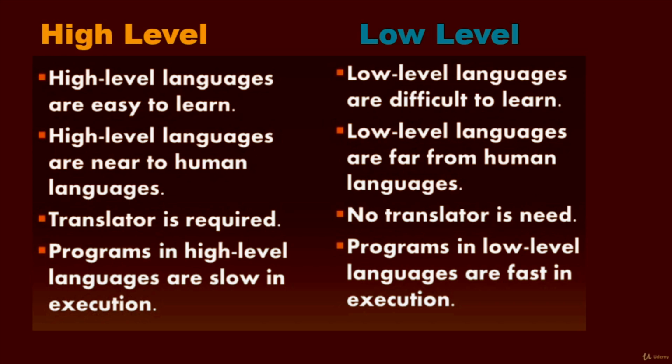Programs written in high-level languages are slow in execution because obviously they have to be compiled or interpreted, while programs developed in low-level languages are much faster in execution because there's no compiling or interpretation going on. The hardware understands the language, so it's easier to execute the instructions. So these are the key differences between high-level and low-level programming languages.